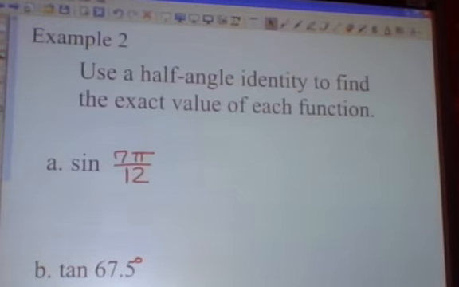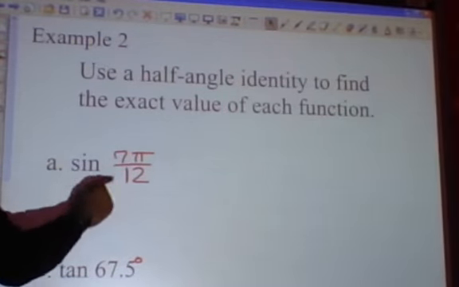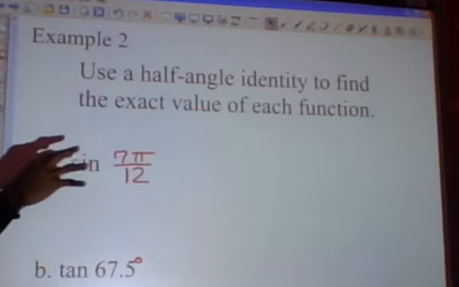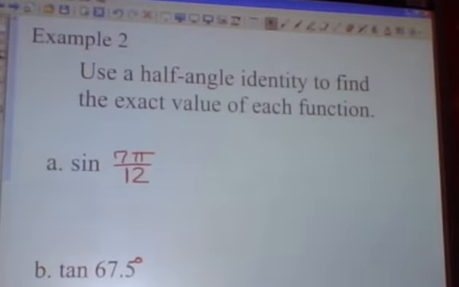Now the first thing to understand and recognize is that if you look at 7 pi over 12, there's nothing on our chart that we've looked at over and over again that is 7 pi over 12. So when we actually are going to do this problem, we need to get it to a point that we're actually going to have a value from our chart.